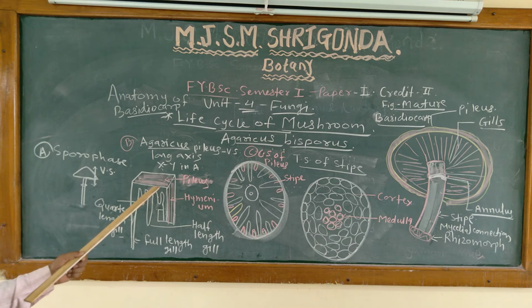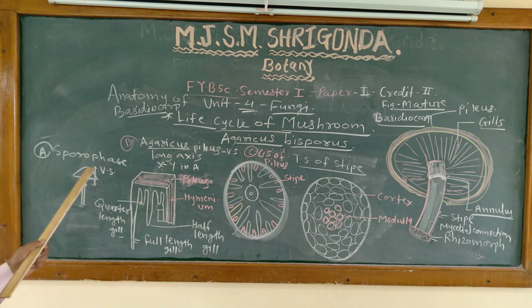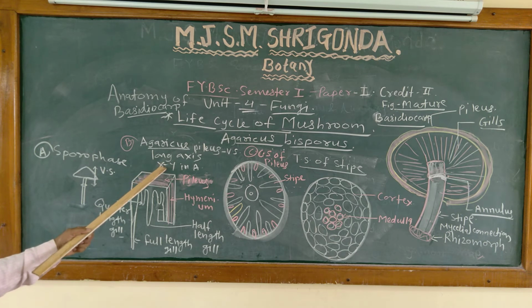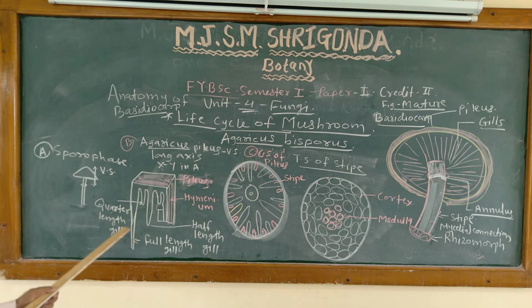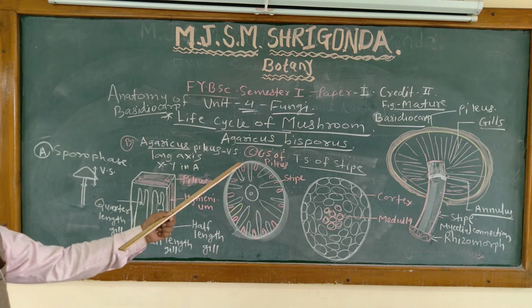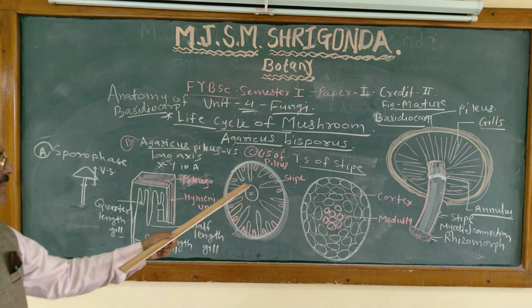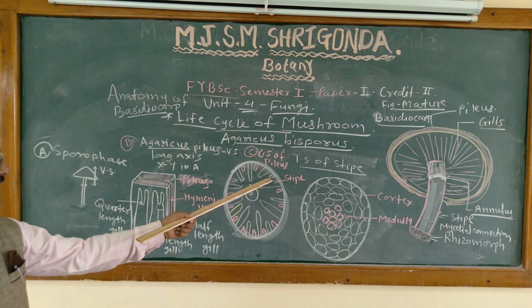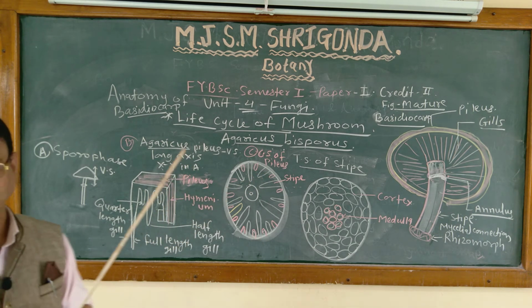This is the VS, vertical section, of the gills. This is the sporophore of the mushroom. This shows the VS of gills, the vertical section of the long axis of gills. It shows full length, quarter length and half length gills. This is the hymenium or fertile structure of gills. This is the pileus. This is the shape of gills, that is stipe, quarter length, half length of the gills.